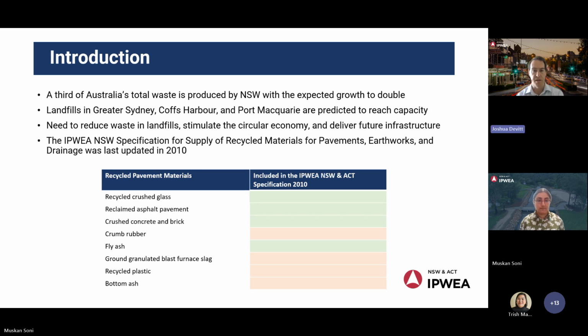You can see in the little table the recycled pavement materials that we've looked at in this guide. That's what's shown on the left-hand side of the screen, and on the right were the ones included in the last update of the spec, which was in 2010. So we've effectively doubled the number of pavement materials that we've considered this time, noting that some of these are more mature than others, and that's reflected in the data sheets in particular, in the information available for each of those materials.